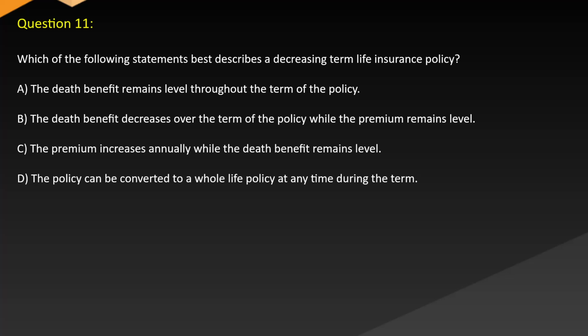Question 11. Which of the following statements best describes a decreasing term life insurance policy? A. The death benefit remains level throughout the term of the policy. B. The death benefit decreases over the term of the policy while the premium remains level. C. The premium increases annually while the death benefit remains level. D. The policy can be converted to a whole life policy at any time during the term.